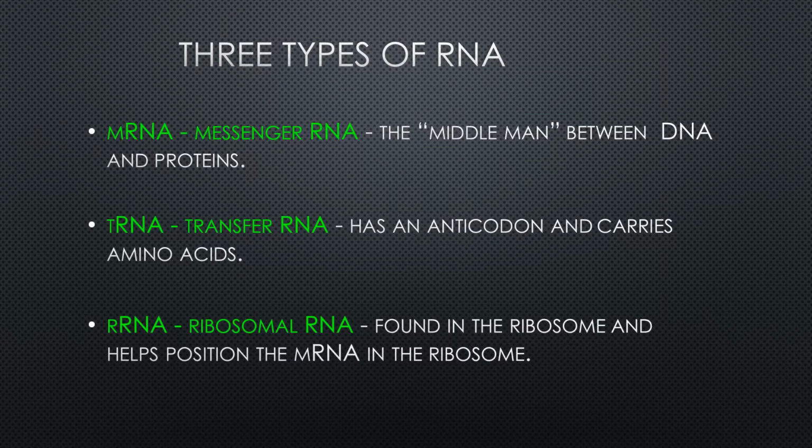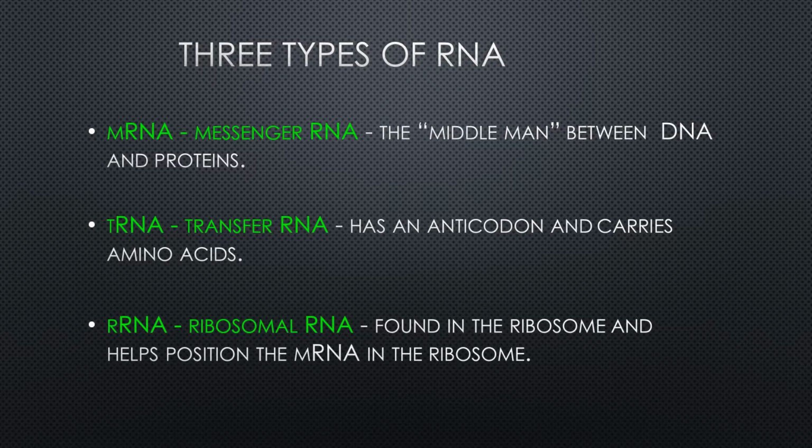So here's where it gets interesting. DNA, we pretty much have one type of DNA. But for RNA, we have 3 different types. And that really has to do with its function, not with its structure. So we have mRNA, which I've talked about a little bit. That's our messenger RNA. That's the middleman between DNA and the production of proteins.